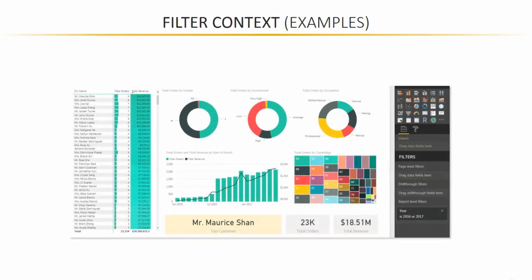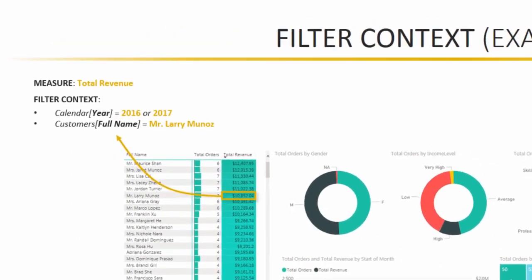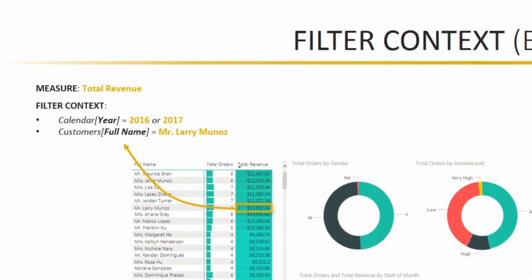Here I've got a sample view of a dashboard. This is a piece of a dashboard that we're going to be building in the next section of the course. And obviously you've got a lot of information here. You've got a matrix on the left, you've got donut charts, combo charts, tree maps, etc. One thing to pay attention to is this report level filter in the lower right that says year is 2016 or 2017. We're going to talk all about what those filters mean and how they work, but for now, all you need to know is that this filter applies to every visual and every number that you see on this entire report.